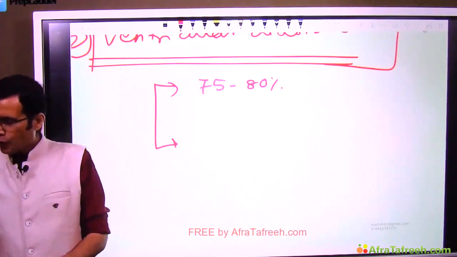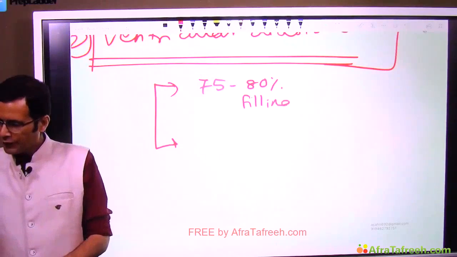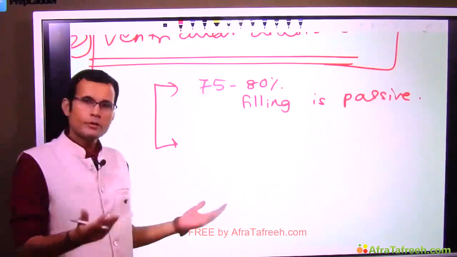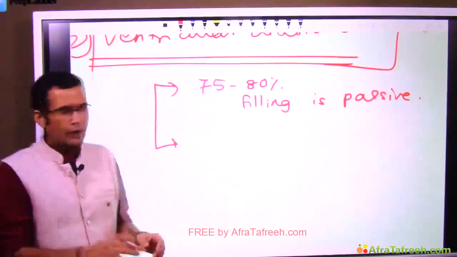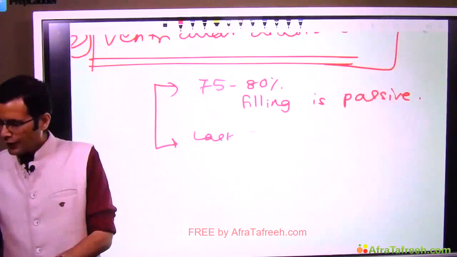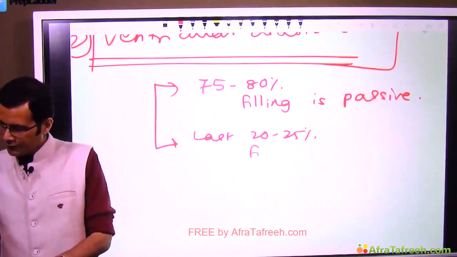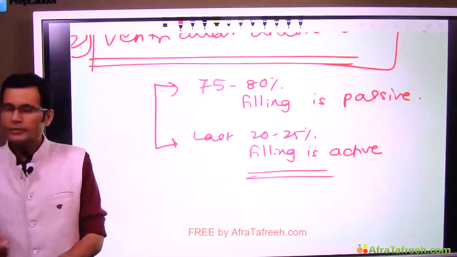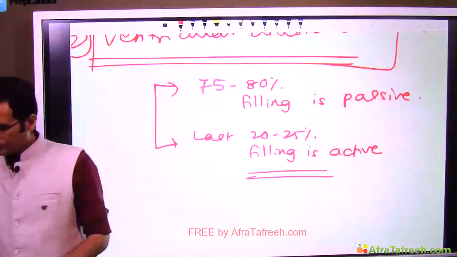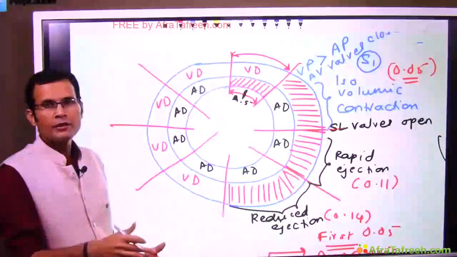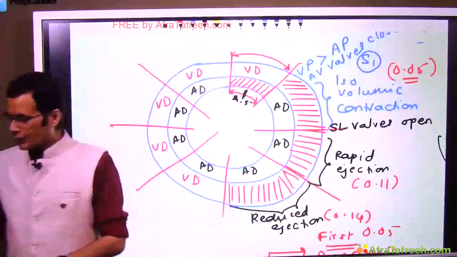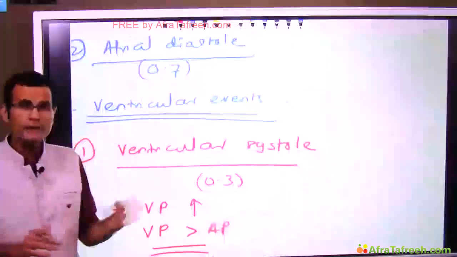75 to 80% of the ventricular filling is passive. We saw that just now. And only the last 20 to 25% filling is active. That is because of the atrial contraction. So keep that in mind. It can be a question. How much ventricular filling is active? That's the answer. Right. Now let's start the ventricular diastole and its events.